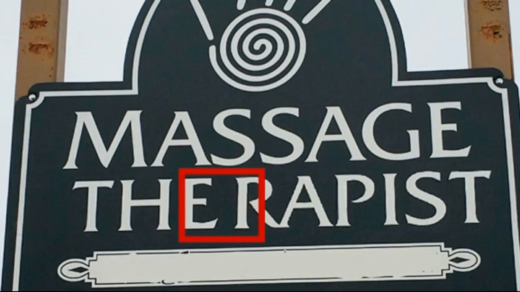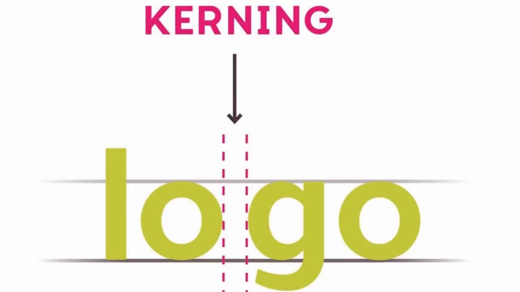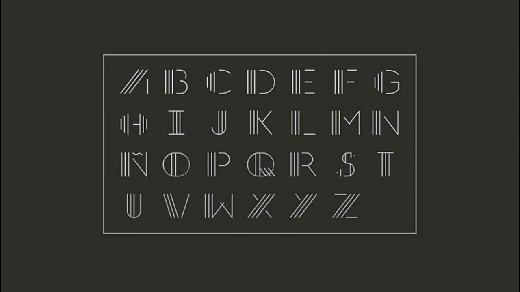Some fonts may have what's called bad kerning, which results in letters looking unevenly spaced. In cases like these, a typographer should either manually adjust each problem area, or just choose a completely different font.